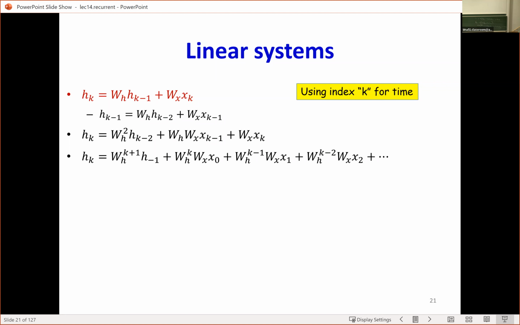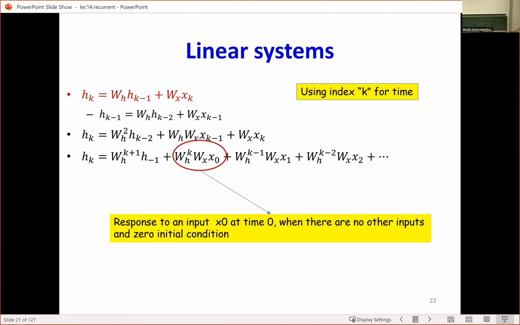So eventually I can unravel it all the way back to the initial value of h, and then look at what happens. It's just W_h raised to k plus 1 times the input at time 0, plus W_h raised to k times x_0, plus W_h raised to k minus 1 times x_1, and so on. So it's generally going to look like something plus a summation over n of W_h^{k-n} x_n, right? That's the form it looks like. Now, let's look at this. That first term is the response to an input x_0 at time 0.